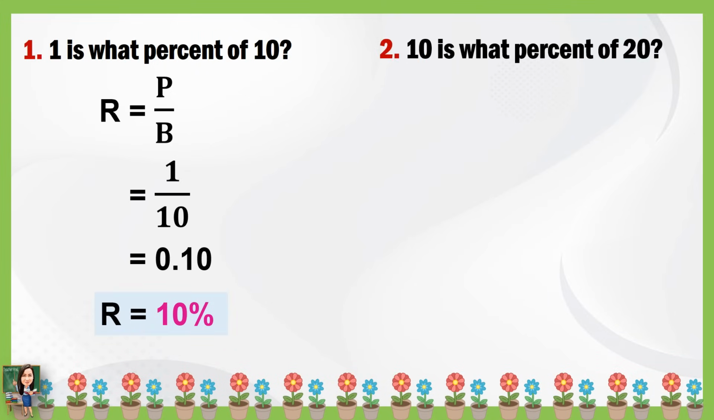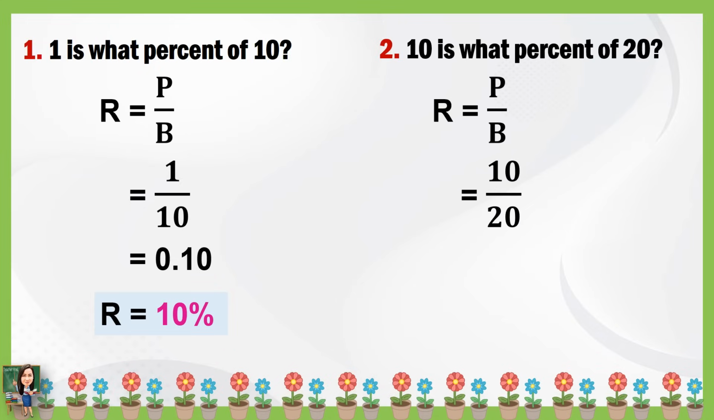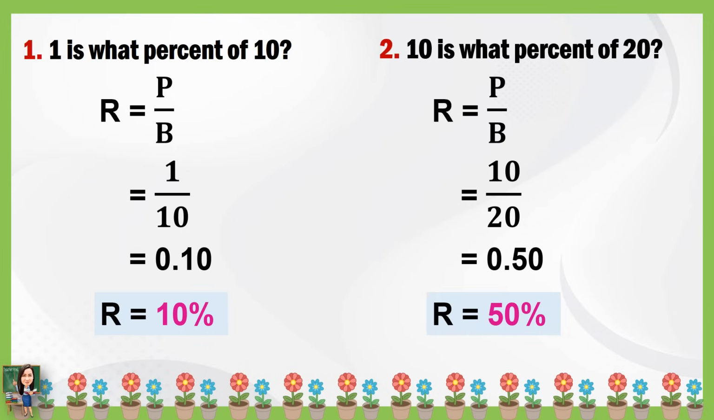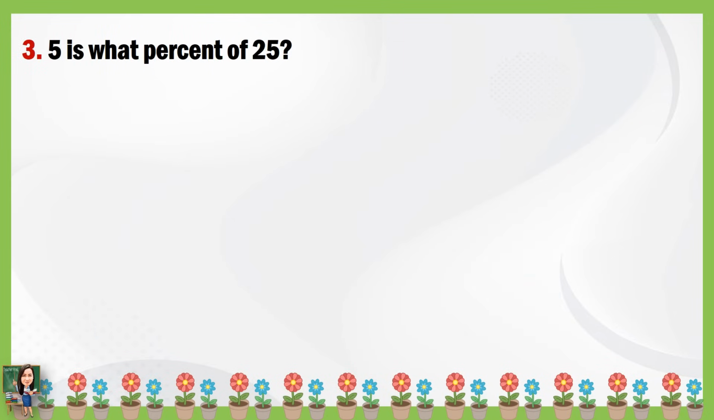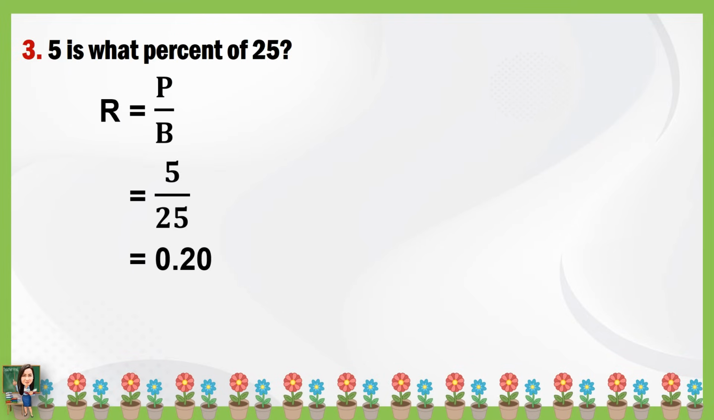Number 2. 10 is what percent of 20? Use this formula. 10 divided by 20 equals 50 hundredths. The rate is 50%. Number 3. 5 is what percent of 25? Use this formula. 5 divided by 25 equals 20 hundredths. The rate is 20%.